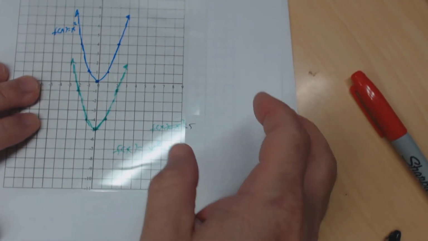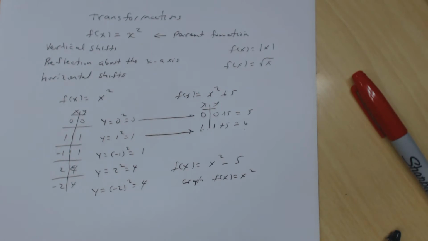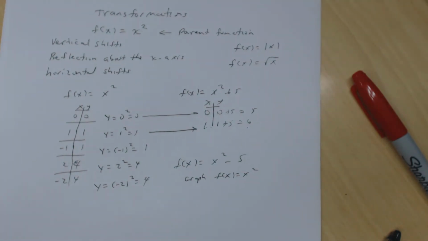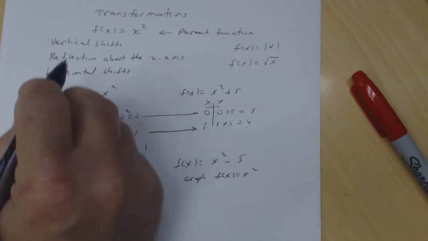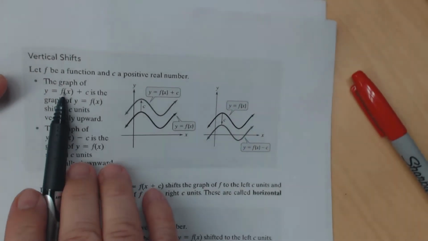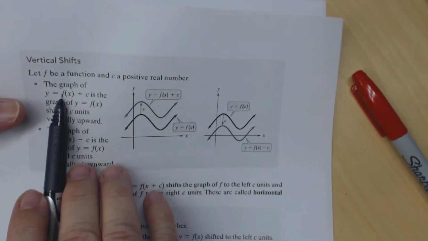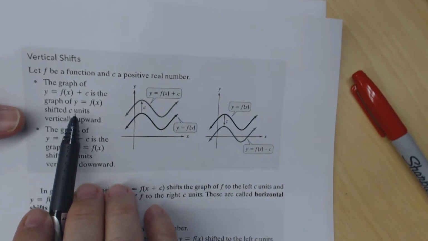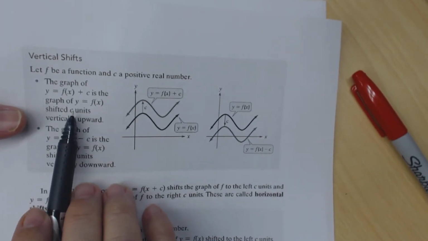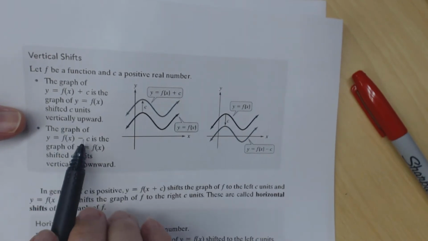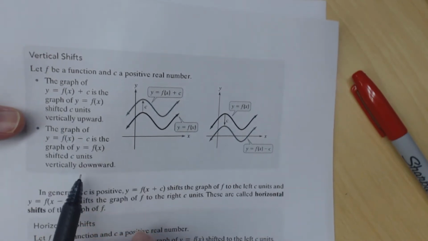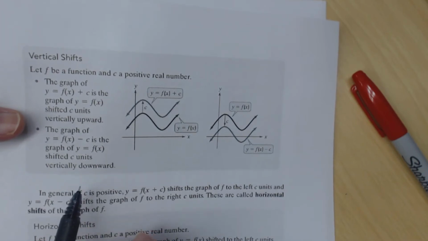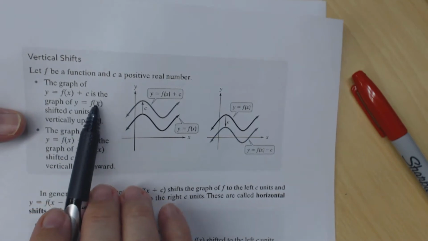Alright, so in general, here's what's happening. Okay, so in your handout, remember we're talking about vertical shifts. If you take your function, in this case it was x squared, and add a number c to it, you're going to shift it c units vertically up. Okay? If you subtract c, then you're going to shift it c units vertically down. So you're going to go down c units. Okay? So for a vertical shift, see how it's on the outside?